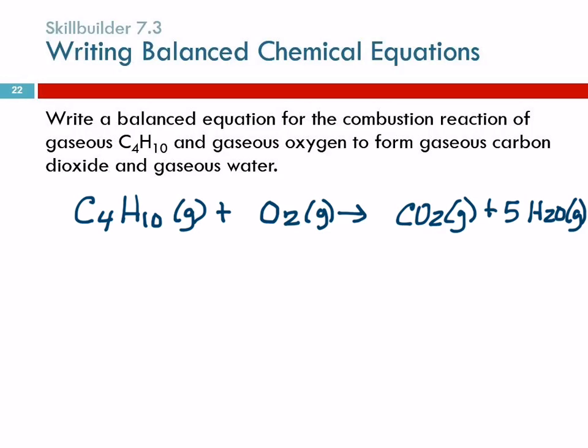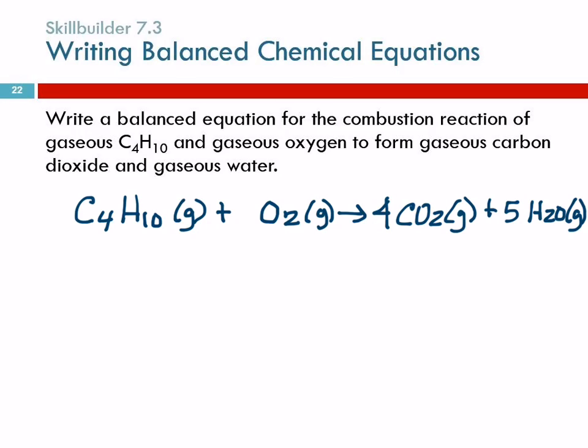Okay, so we did the hydrogens. How about the carbons? How many carbons on the left side of the equation? 4, because there's none in the O2. And on the right side, there's no carbons over here. There's 1 carbon in here. So we need to multiply that by 4, and now we've got 4 carbons. So we've got the number of carbons and hydrogens the same on both sides.